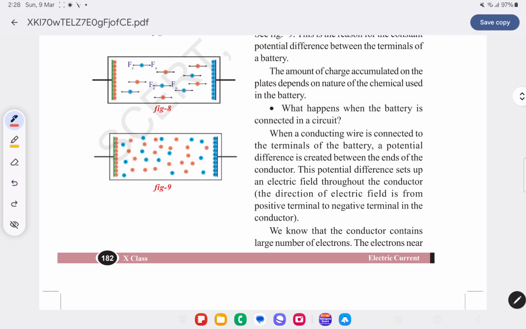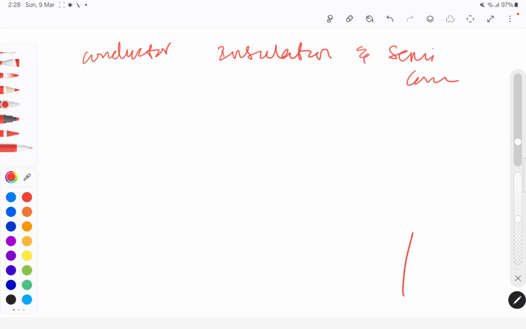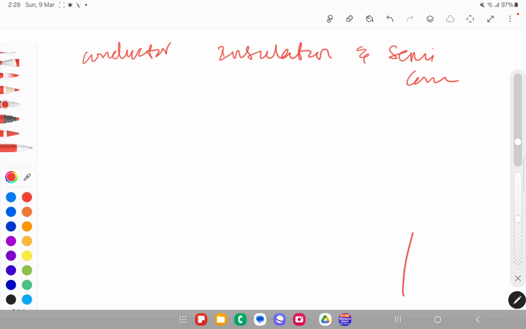So, first of all, we will be knowing three things. What is meant by conductor, insulator, and semiconductors. Right.